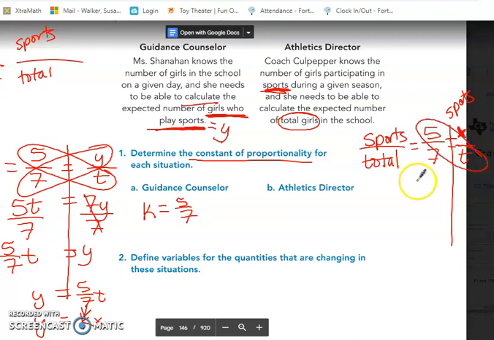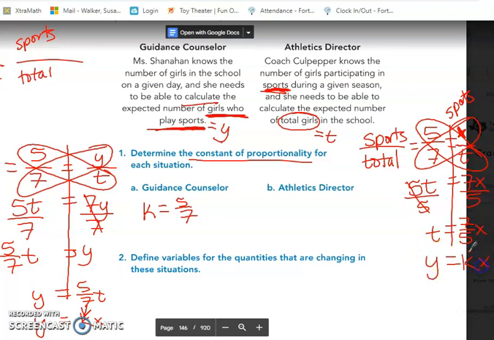So that would be 5T over here, 7X, okay? In this case, I'm solving for total, so I'm solving for T. So that means I have to divide by 5. So T is equal to 7 over 5X. Okay, so again, Y equals KX. So our constant of proportionality is 7/5.